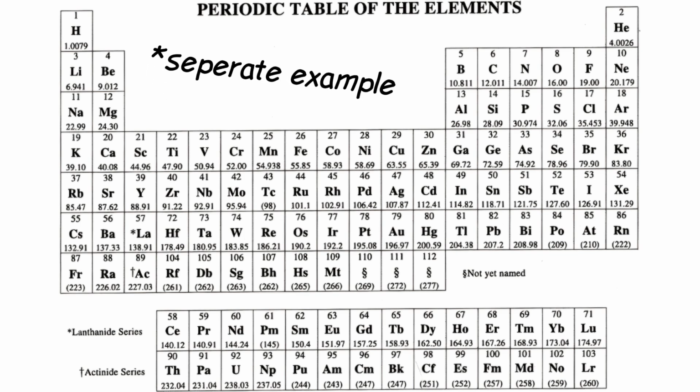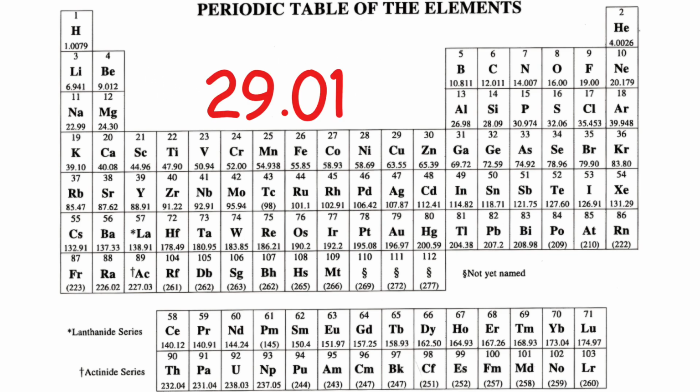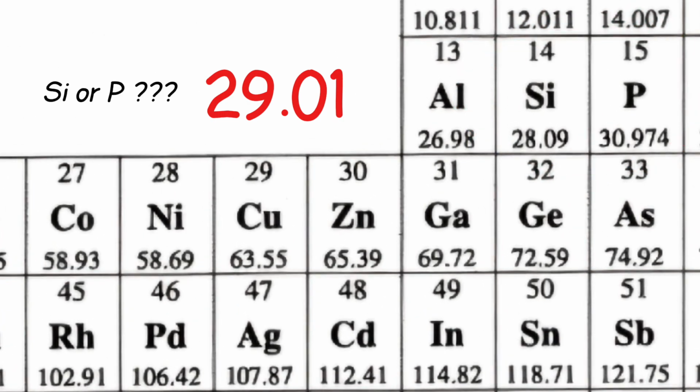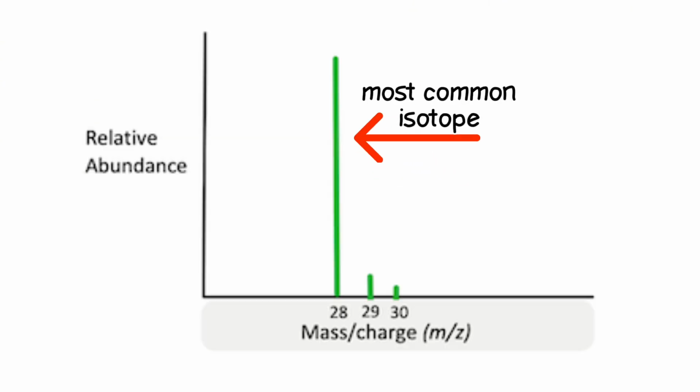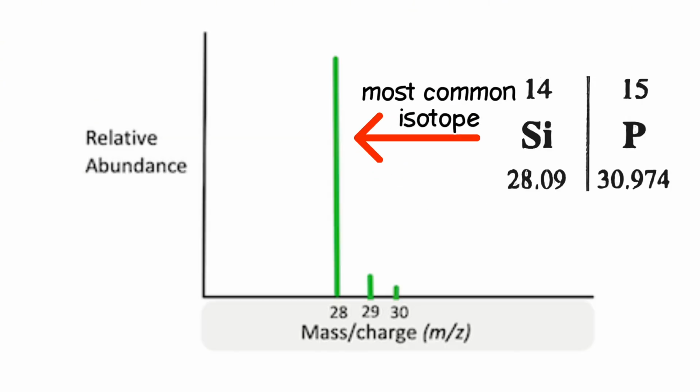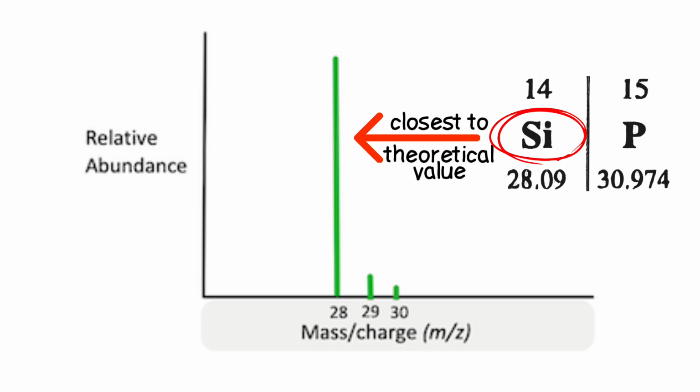If you come across a question where your calculated answer is right between two elements and you're unsure, go back to the graph. Then, find the highest mass to charge ratio or peak. Out of the two elements closest to your calculated answer, you would choose the one closest to that high peak.